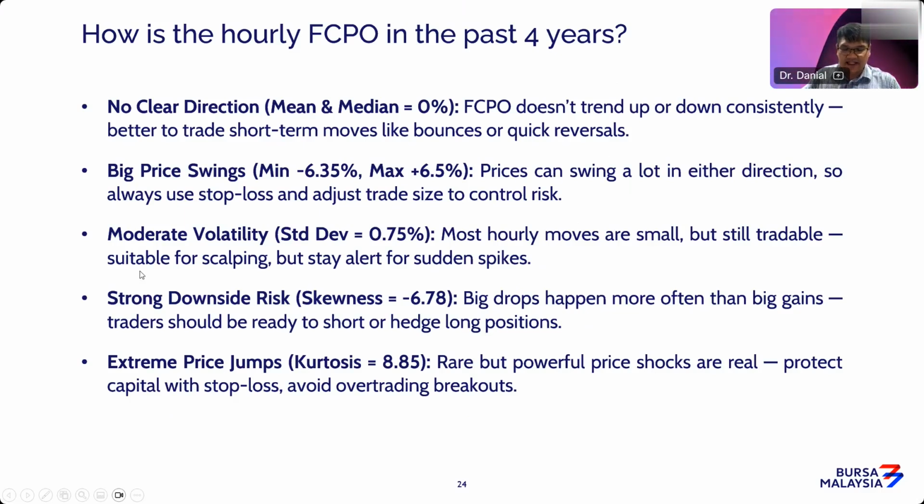Number 3, moderate volatility, 0.75 is not so much for us to think about. Most hourly moves are small but still tradable, suitable for scalping. But again, it's a futures market. Stay alert for sudden spikes. Strong downside risk, kurtosis negative 6.78. Big drops happen more often than big gains.